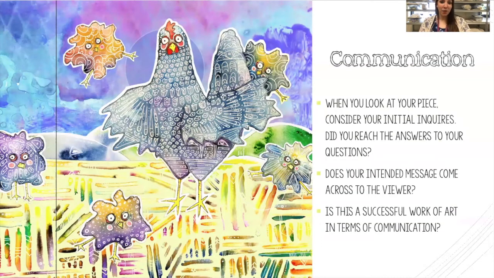This is an example of how that teacher revised the previous piece by adding a background and by adding other chicks. The next part of the AP process is communication, which really ties into what I just said about revision. So when you look at your piece, consider your initial inquiries or your goals, and then ask yourself if you reached the goals or the answers to your questions that you were trying to address.